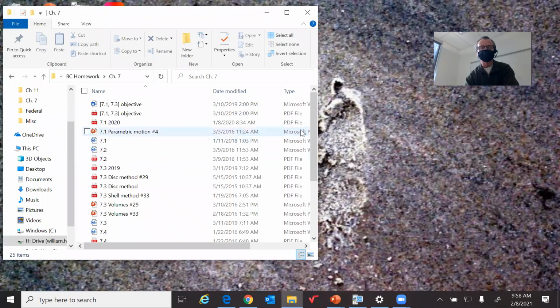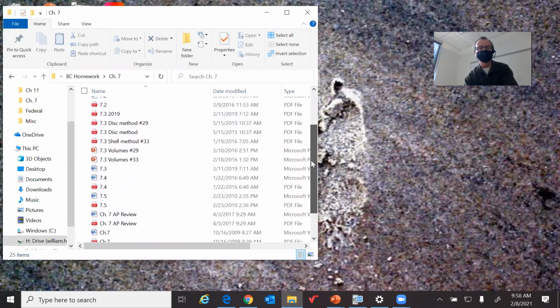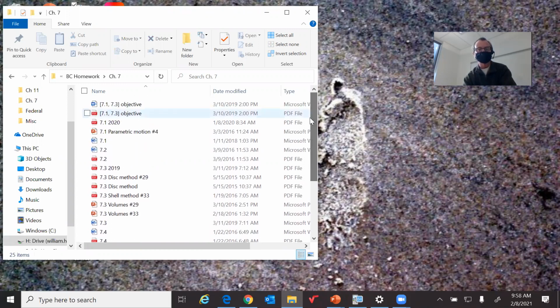There are PowerPoints for the disk method. Ready? Problem 29. In the homework, there's 4 parts to it, A, B, C, D. I did that problem and put it on a PowerPoint, all 4 components. That's the first problem you should focus on when you're trying to do the disk/washer method. Same thing.